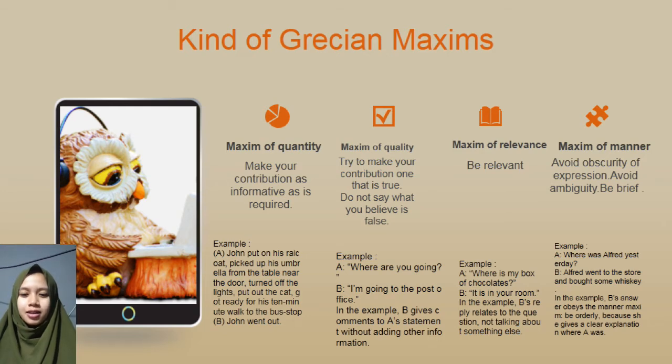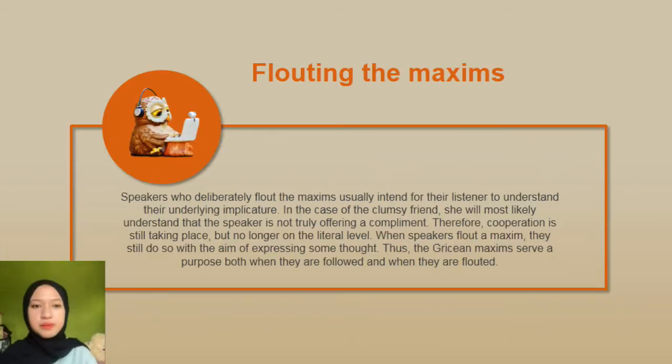Okay, I think that's all, and thank you. Flouting the maxim. Speakers will deliberately flout the maxim, usually intending for their listener to understand their underlying implicature.